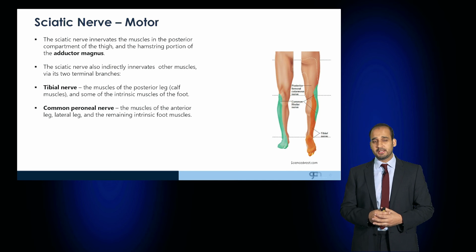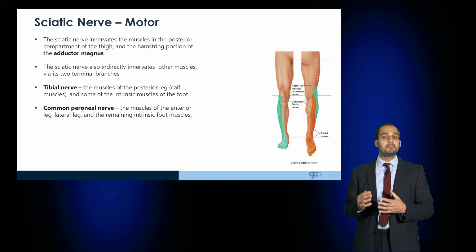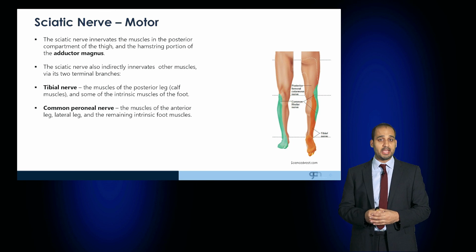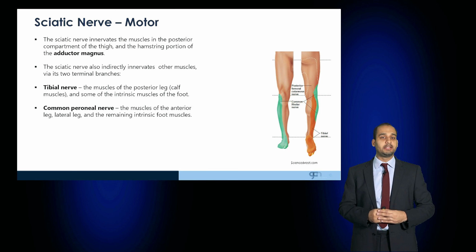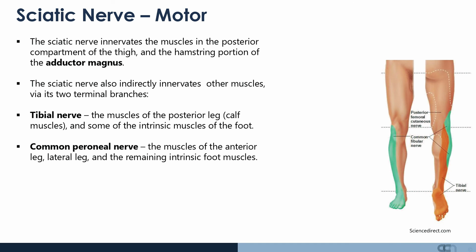The motor component of the sciatic nerve innervates the muscles in the posterior compartment of the thigh, the hamstring portion of the adductor magnus. Through the tibial and common peroneal nerve, the other muscles, such as the muscles of the posterior leg, the calf muscles, and the intrinsic muscles of the foot are innervated through the tibial nerve. The common peroneal nerve innervates the muscles of the anterior leg, the lateral leg, and the remaining intrinsic foot muscles.